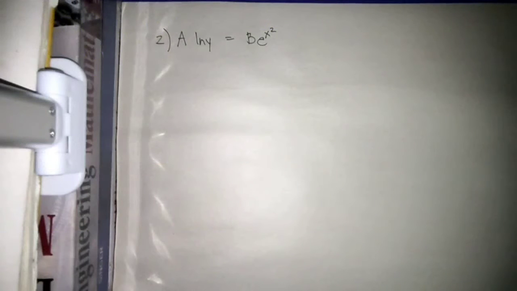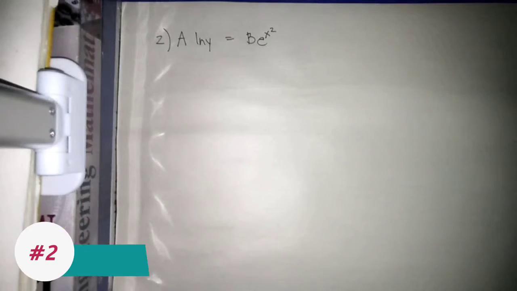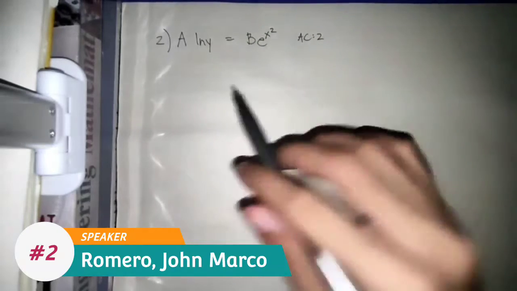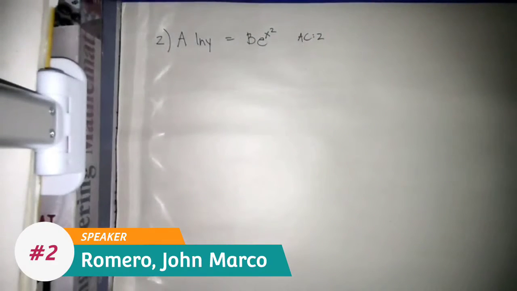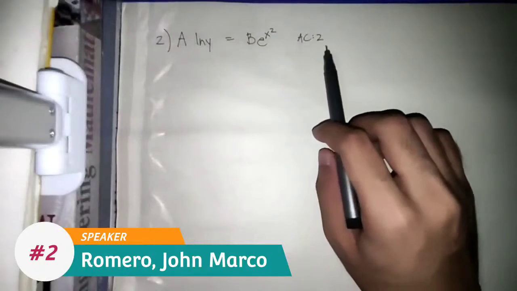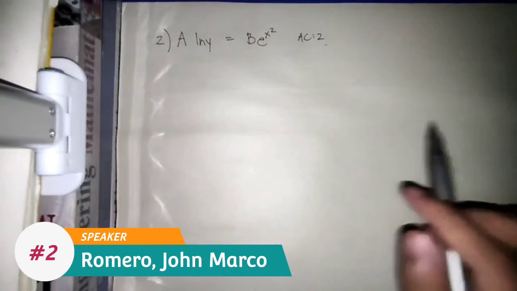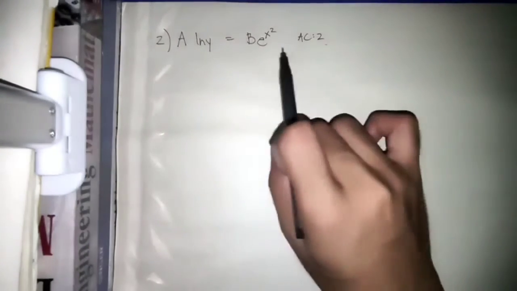Ang gagawin natin, i-eliminate natin ang arbitrary constants. In this equation, we have 2, which are a and b. In order to do so, we need to find the number of arbitrary constants because it will tell us how many times we will perform differentiation for that equation. First, let's find the first derivative.